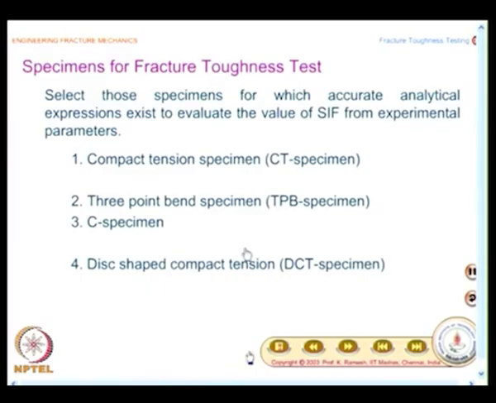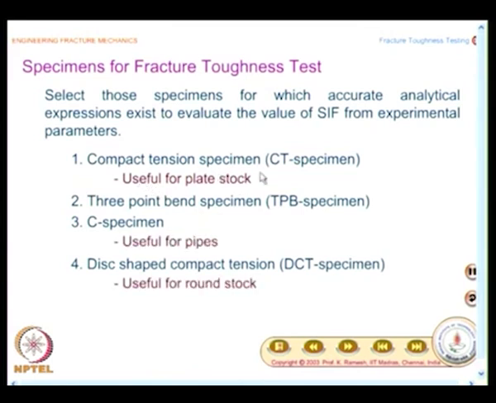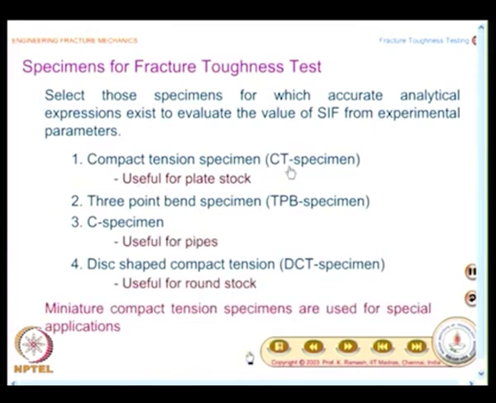Each of these specimens is used for a particular kind of application. This is useful for plate stock. So, you go for a CT specimen when you have a plate stock. When you have a pipe, go for a C specimen. When you have a round stock, go for a disc shaped compact tension specimen.